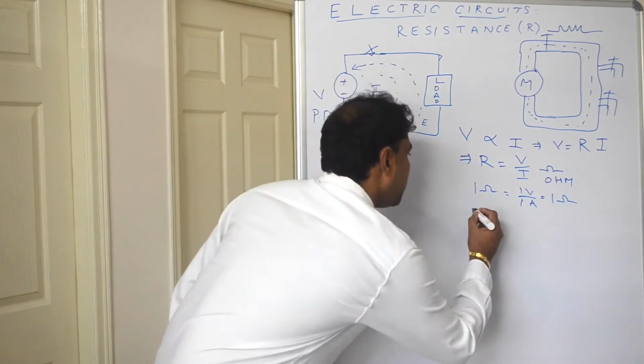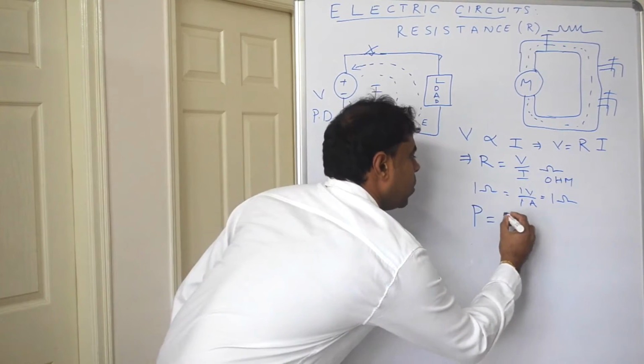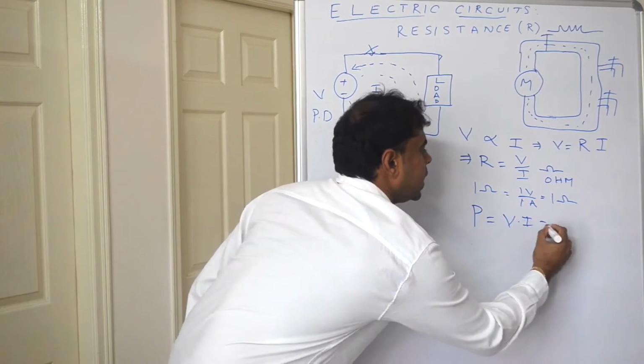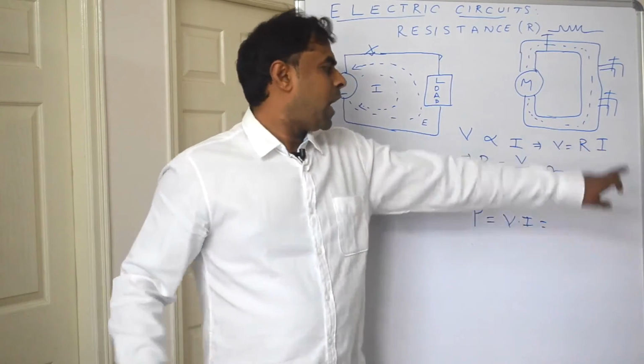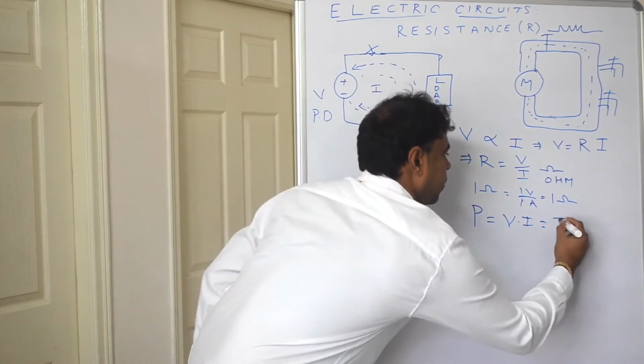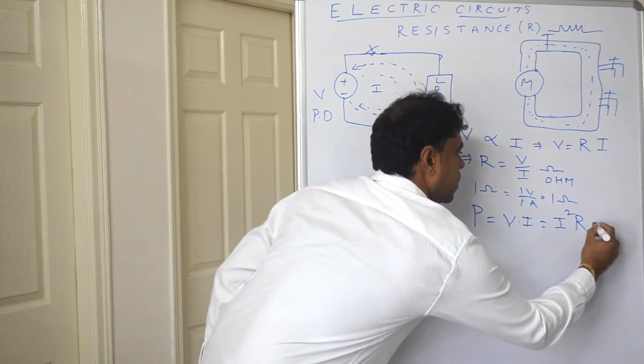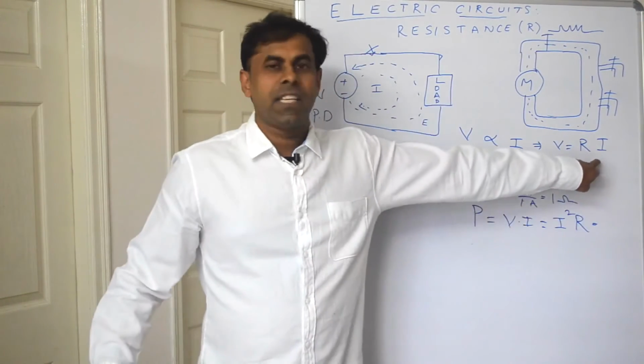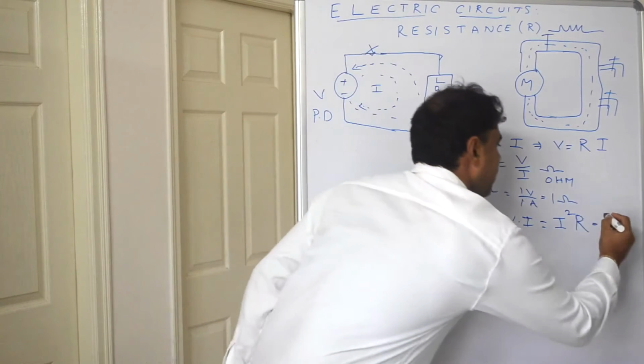The power absorbed by the resistor is voltage times current. If you substitute V equal to IR, it will be I squared R. If you substitute I as V by R, it will be V squared by R.